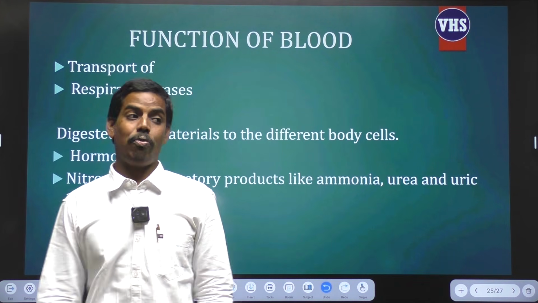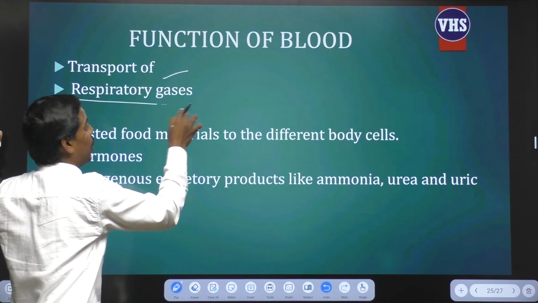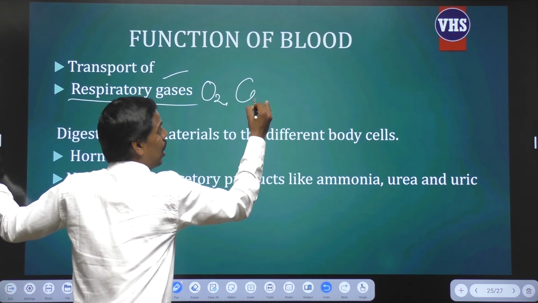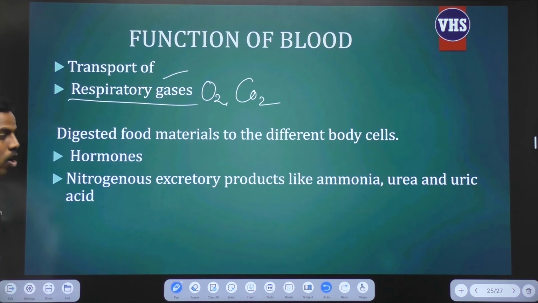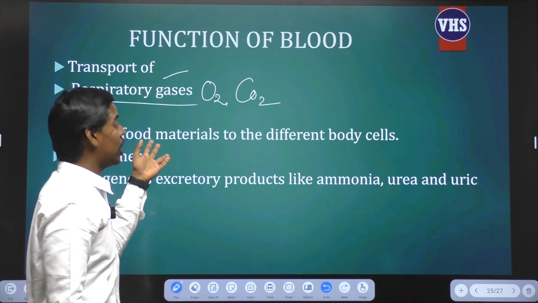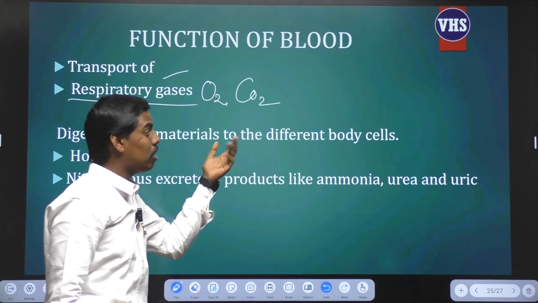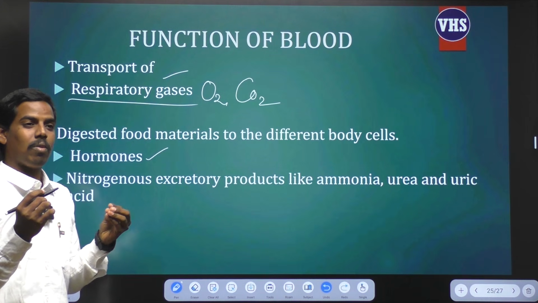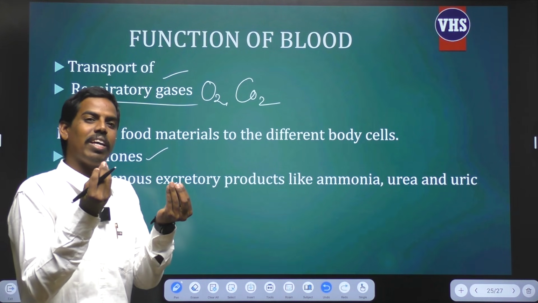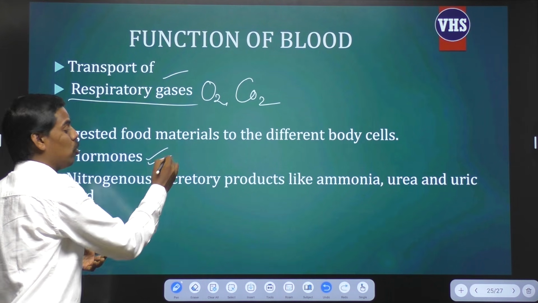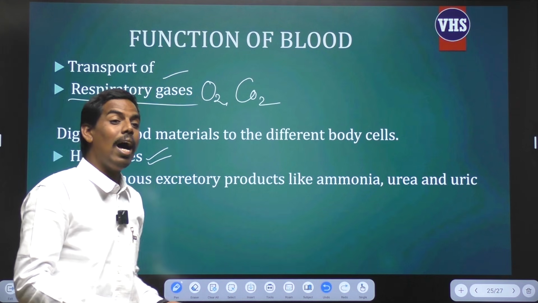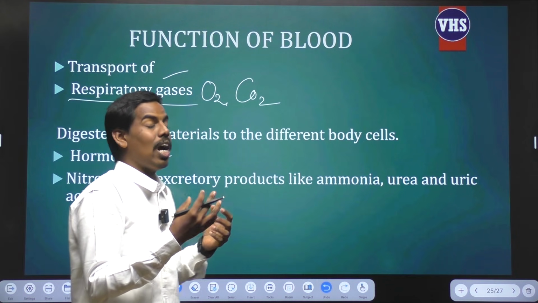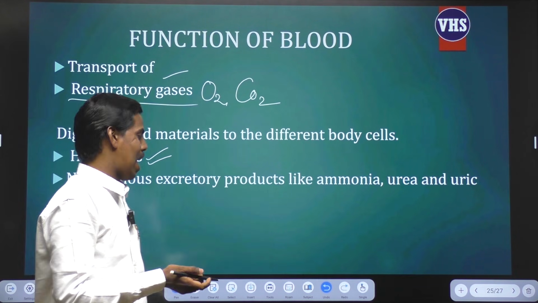The next thing, functions of the blood. The first thing, transport of respiratory gases. What are the respiratory gases? It can transport the oxygen and the carbon dioxide. Next one, it also transports the digestive material to the different body cells. Next one, hormones, like the pituitary gland secretes some hormones, that also they can transport from one cell to another cell, one organ to another organ. Next one, it transports the nitrogen excretory products like ammonia, urea and uric acid.